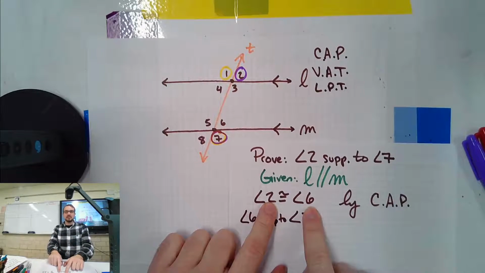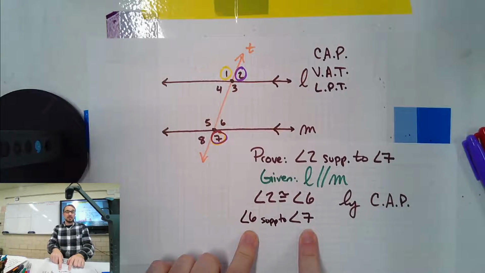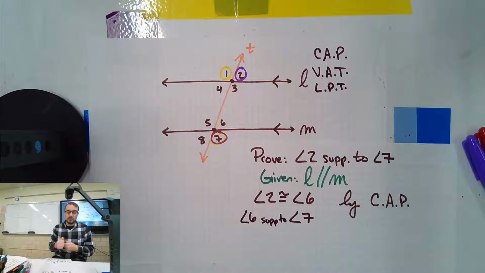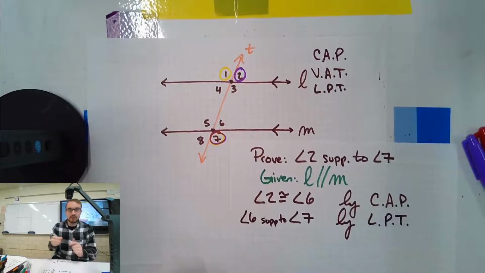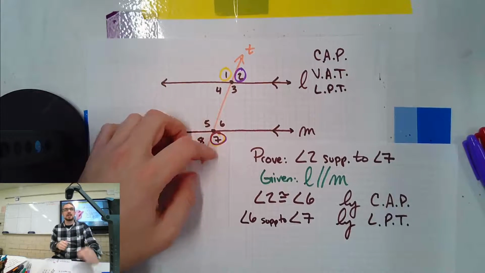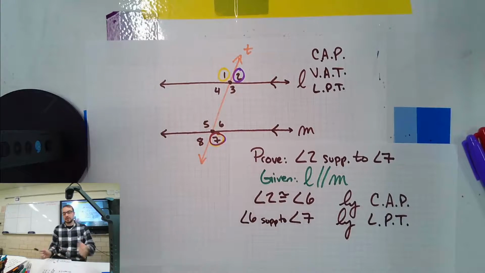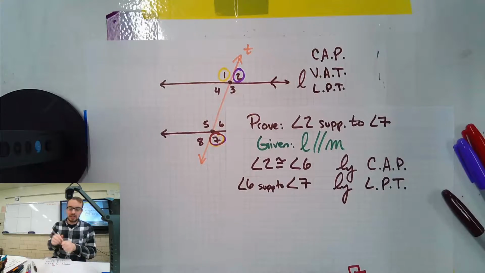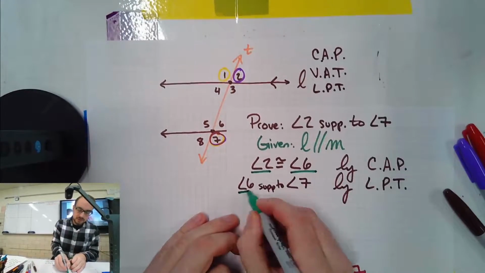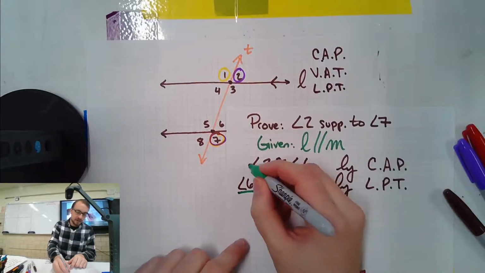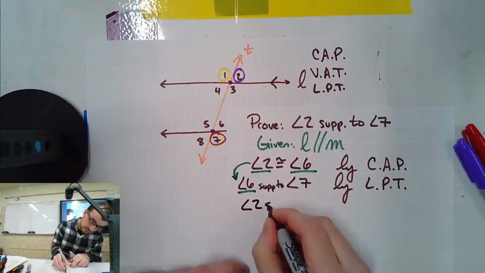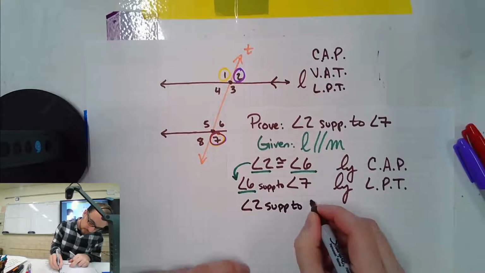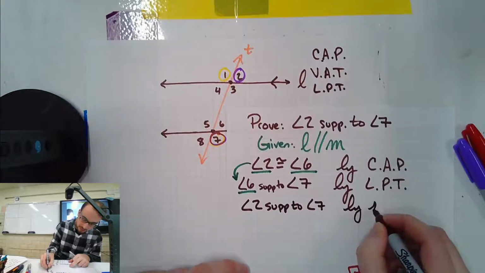We know 2 is the same thing as 6, and we know 6 is supplementary to 7. We know 6 and 7 are supplementary by the linear pair theorem, right? That's our favorite. They're both on the same line, and there's 2 of them, right? Right there, they make 180. That's the linear pair theorem. So now that we know 2 is the same thing as 6, they're interchangeable, right? So instead of saying 6 is supplementary to 7, I can instead write 2 is supplementary to 7. Good job, Hannah. And we do that by substitution.